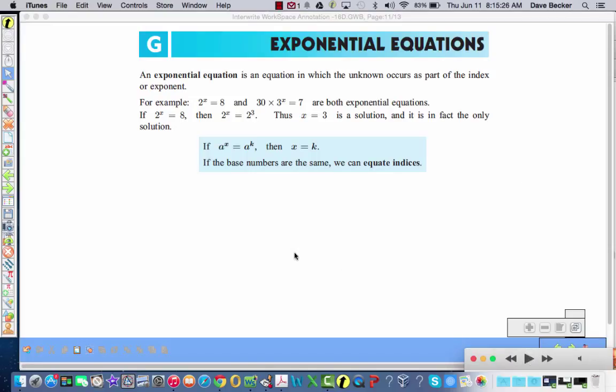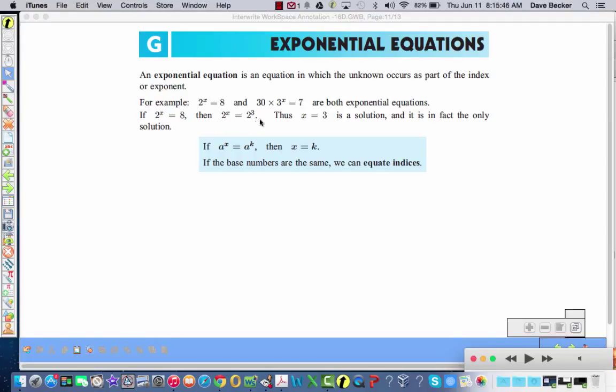All right, we are talking exponential equations, and it sounds intimidating, but it is so easy. Exponential equations have a variable as an exponent. 2 to the x equals 8. Well, clearly 2 cubed equals 8, so x equals 3.